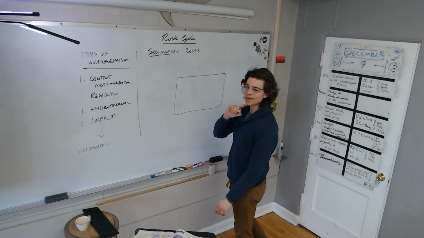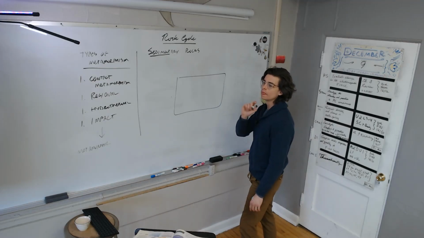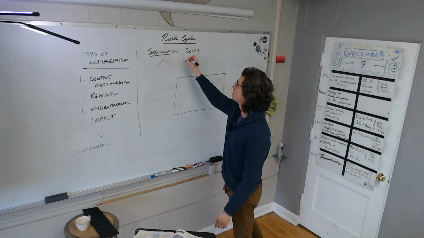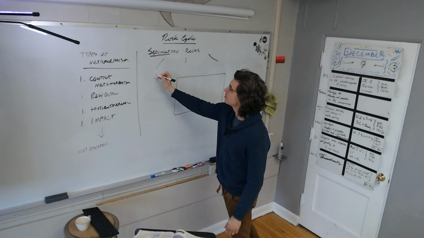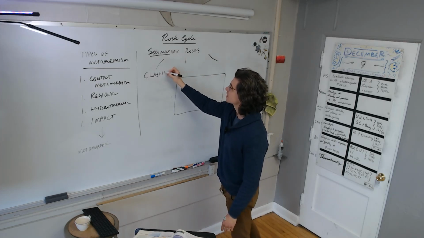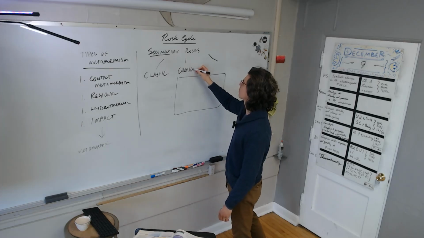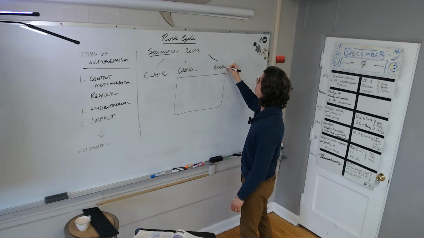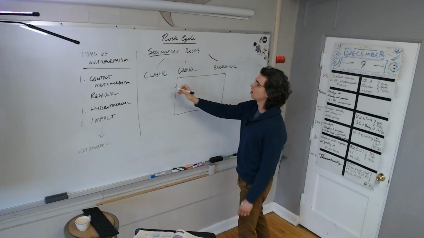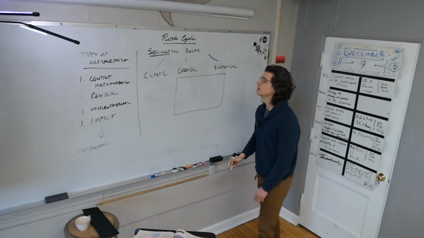Go. These are the types of sedimentary rocks. They're mostly broken up into clastic, chemical, and biochemical. Clastic. There we go. Clastic.